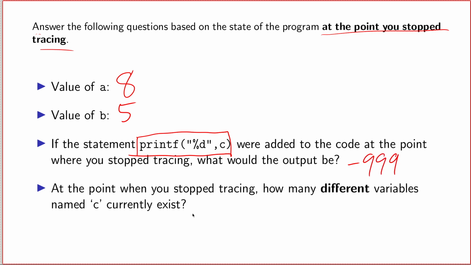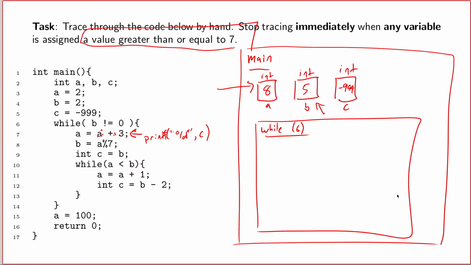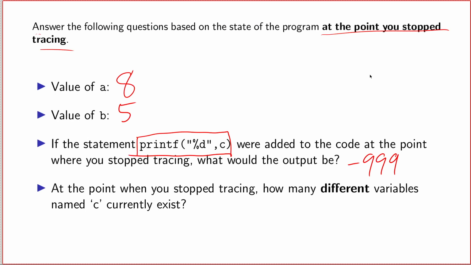At the point where I stop tracing, how many different variables named c currently exist? So we know that there can be lots of places in a program where variables with the same name can exist. The question here is asking, if I look at the state of my program right where I stopped, how many things called c currently exist? Okay, well, let's see. Nothing in here called c, one thing out here called c, and so the answer is just 1.